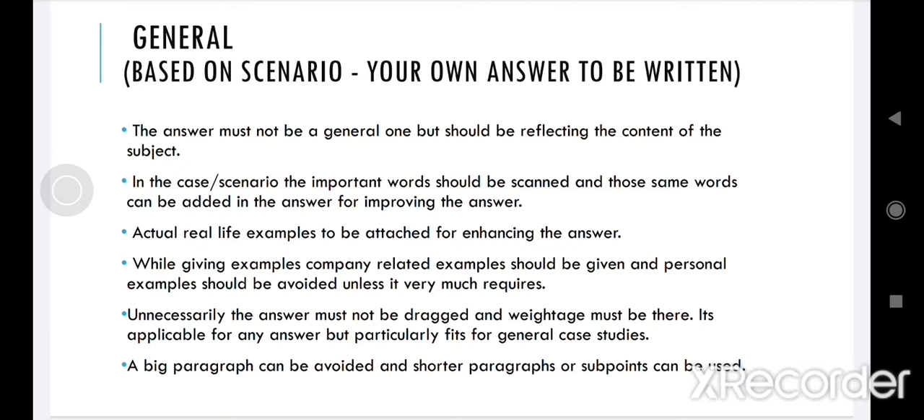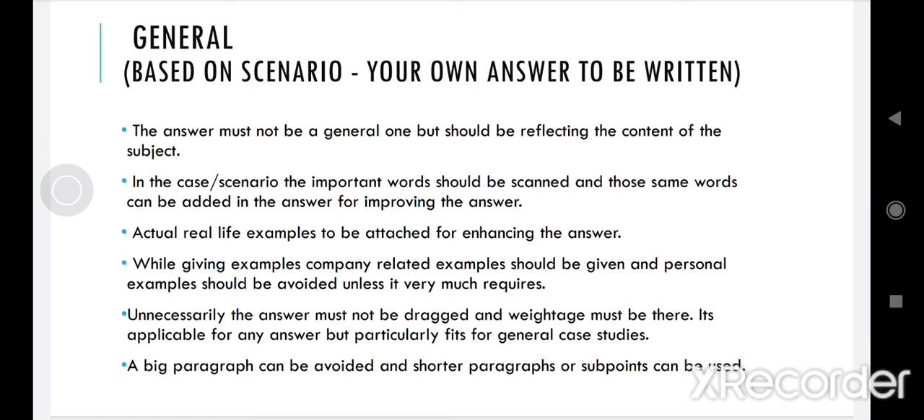Second point, in the case or scenario the important words should be scanned, as I said earlier, and those same words can be used in your answer, which will give the answer some weightage. Third thing, actual real life examples to be attached for enhancing the answer. So what examples? Not your personal examples, that is the fourth point as well, like I had gone here, I had gone there.